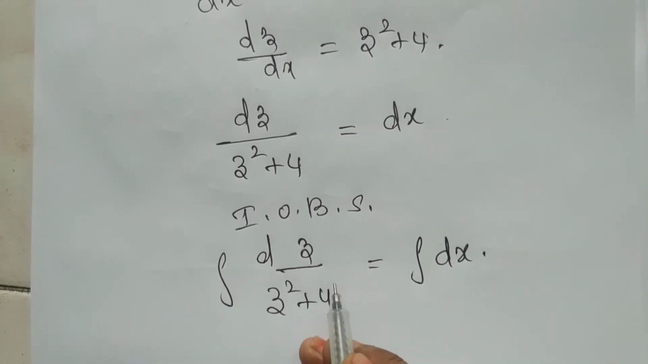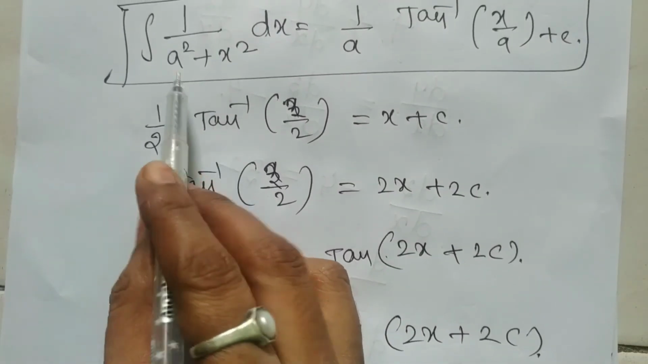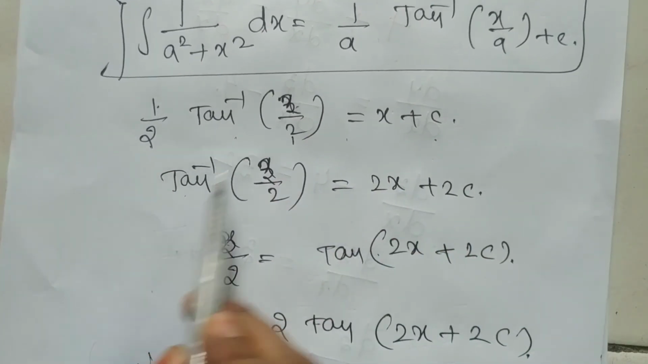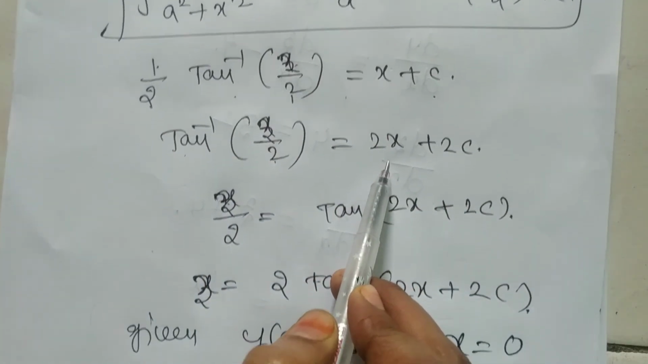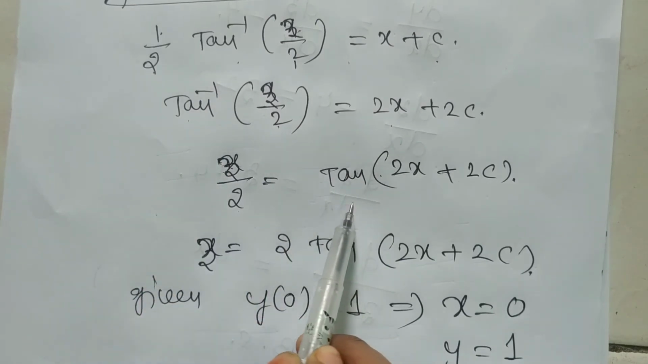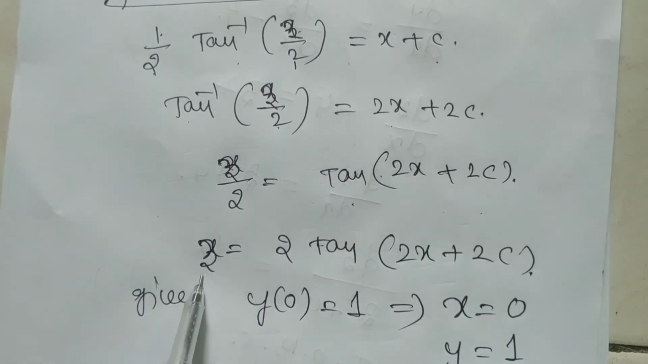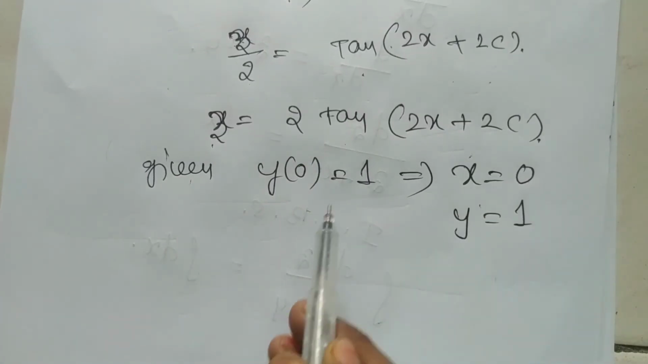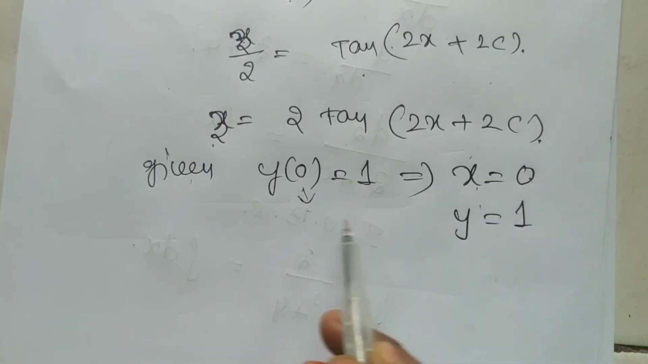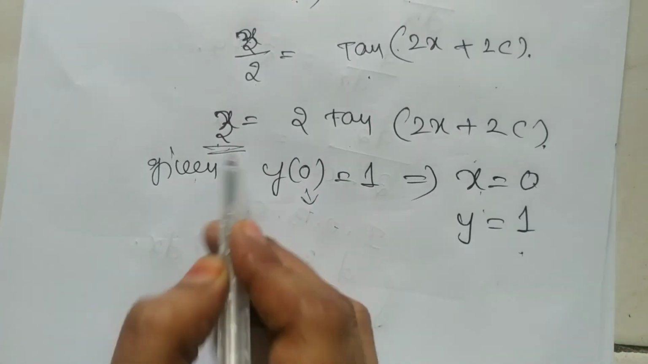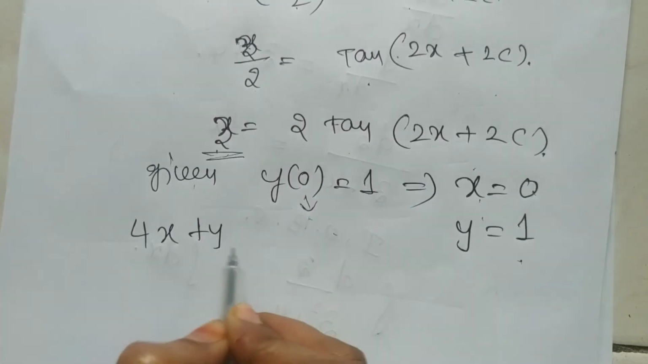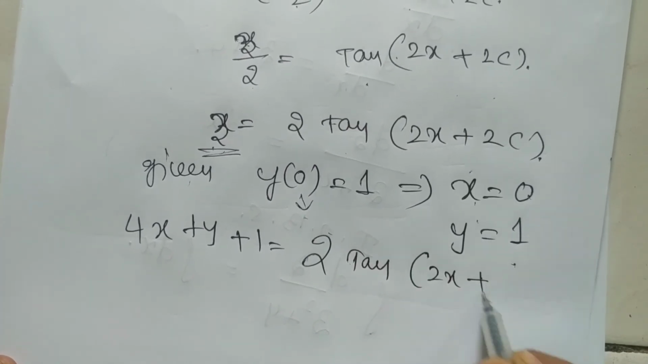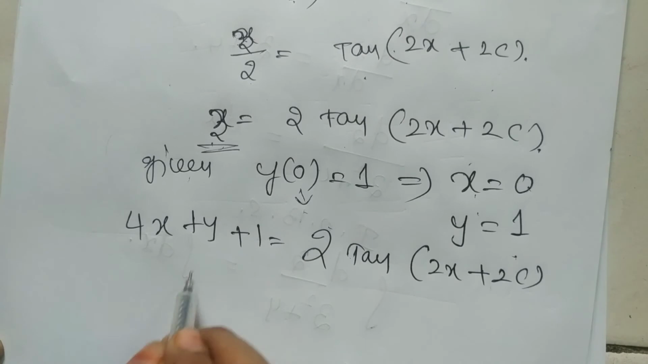So by using this formula, 1 by 2 tan inverse z by 2 equal to x plus c. So tan inverse z by 2 equal to 2x plus 2c, and z by 2 equal to tan (2x plus 2c), and z equal to 2 tan (2x plus 2c). So given y of 0 equal to 1, that is nothing but x equal to 0, y equal to 1. So here z equal to 4x plus y plus 1 equal to 2 tan (2x plus 2c). So x equal to 0, y equal to 1.